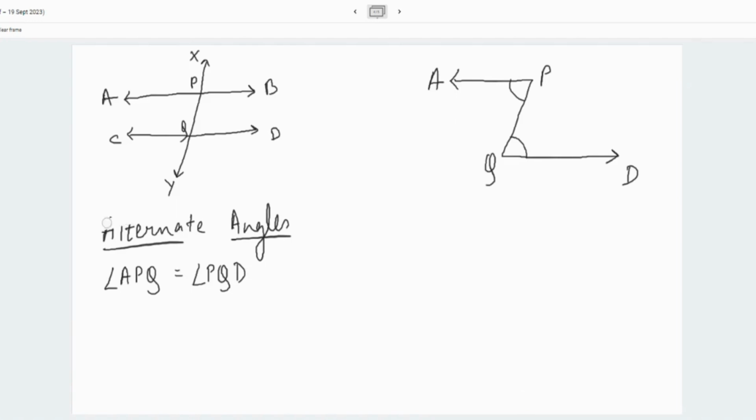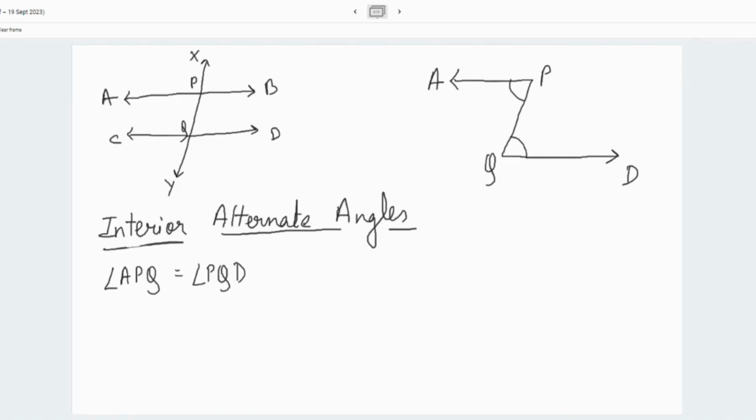Okay, I will not write only alternate angles. I will write interior alternate angles. Interior means in between the parallel lines, inside the parallel lines. Interior means inside, so inside the parallel lines. If it is outside, it is exterior. Okay, one Z done. Let me draw another Z, a reversed Z.